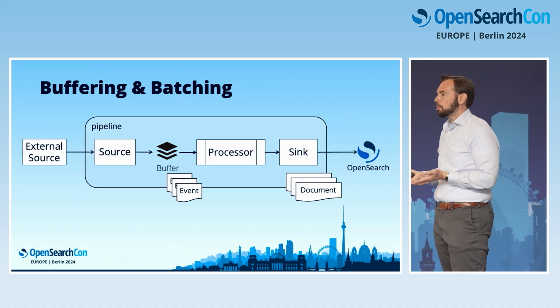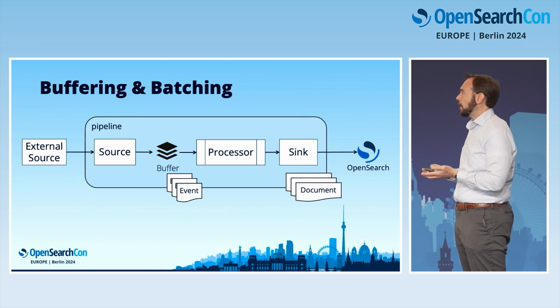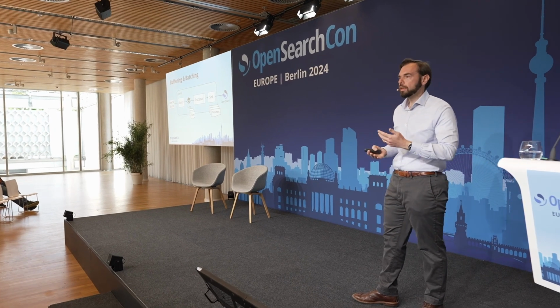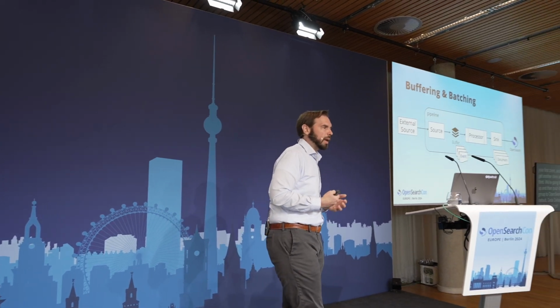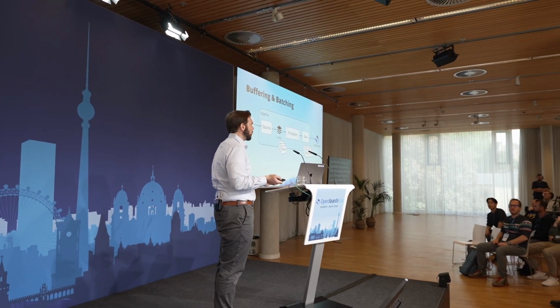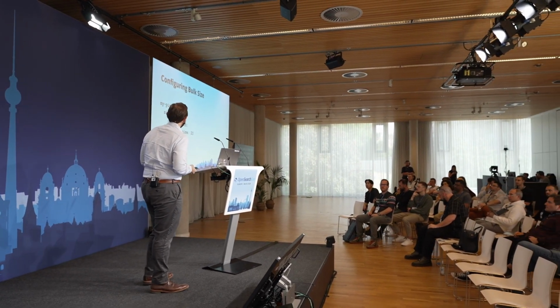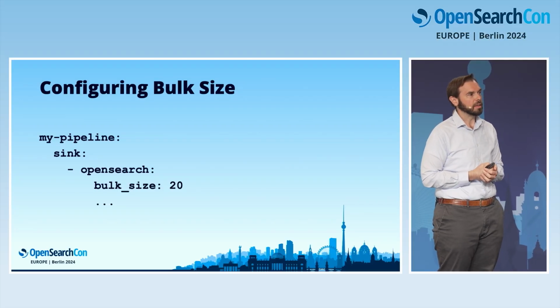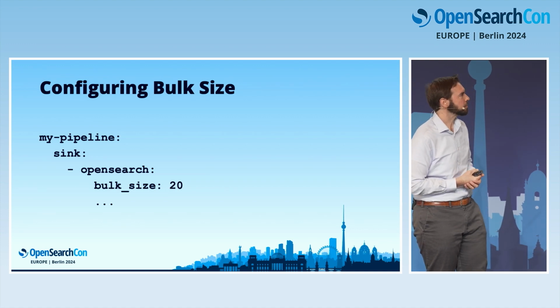By default, Data Prepper provides a bulk size target of 5 megabytes. We've done some performance analysis on a number of pipelines. We actually find that 20 is a bit better of a number. So if you are using it, I encourage you to work with configuring your bulk size. Maybe increase to 20 and see how that works for you.